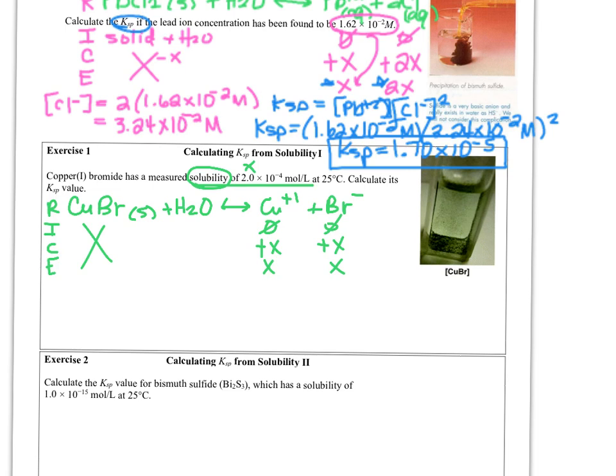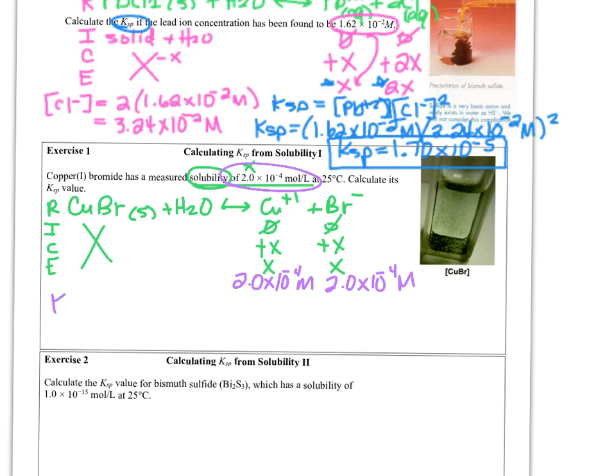Well, what we know is that that X, right, we talked about a minute ago, that X is what these concentrations are. So at equilibrium, this is 2.0 times 10 to the negative 4th molarity. And this is 2.0 times 10 to the negative 4th molarity, because this equals X, right? And there's nothing else attached to it.